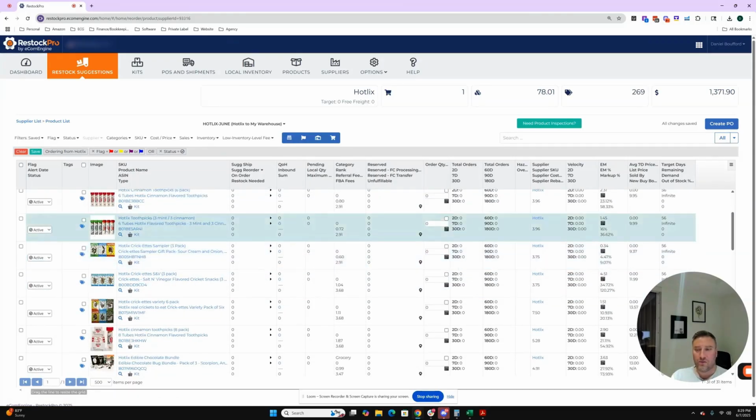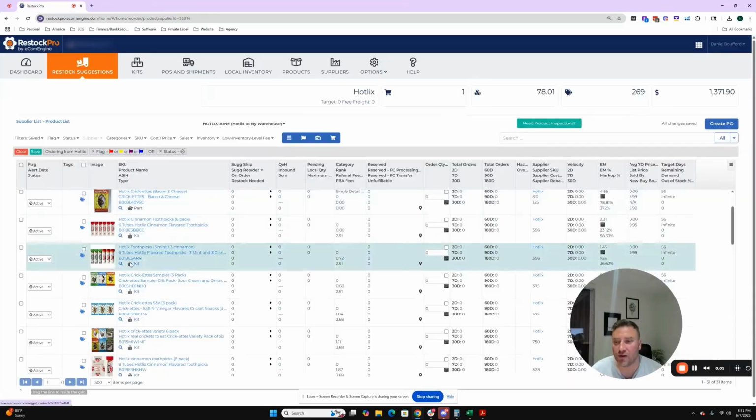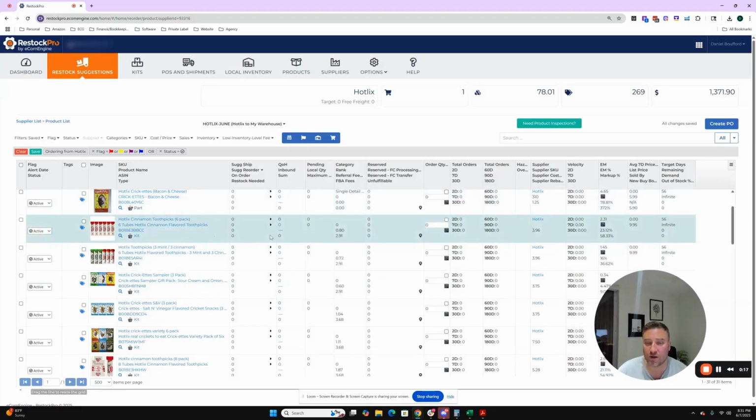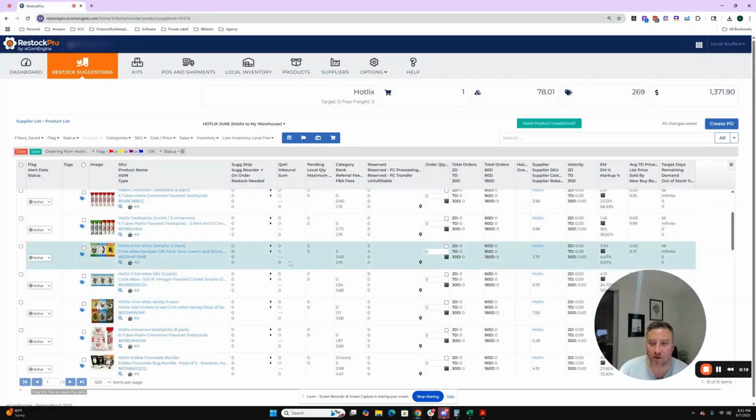Now we have this variety 6-pack mint and cinnamon toothpicks. Looks like it is profitable, $3.96. Just clicking through these, a lot of these listings are down. As a result, I would actually contact the brand about this and be like, why did these go down? And maybe something you can help them with, or maybe they don't want any of these combo packs. So that would be something to get clarity on.